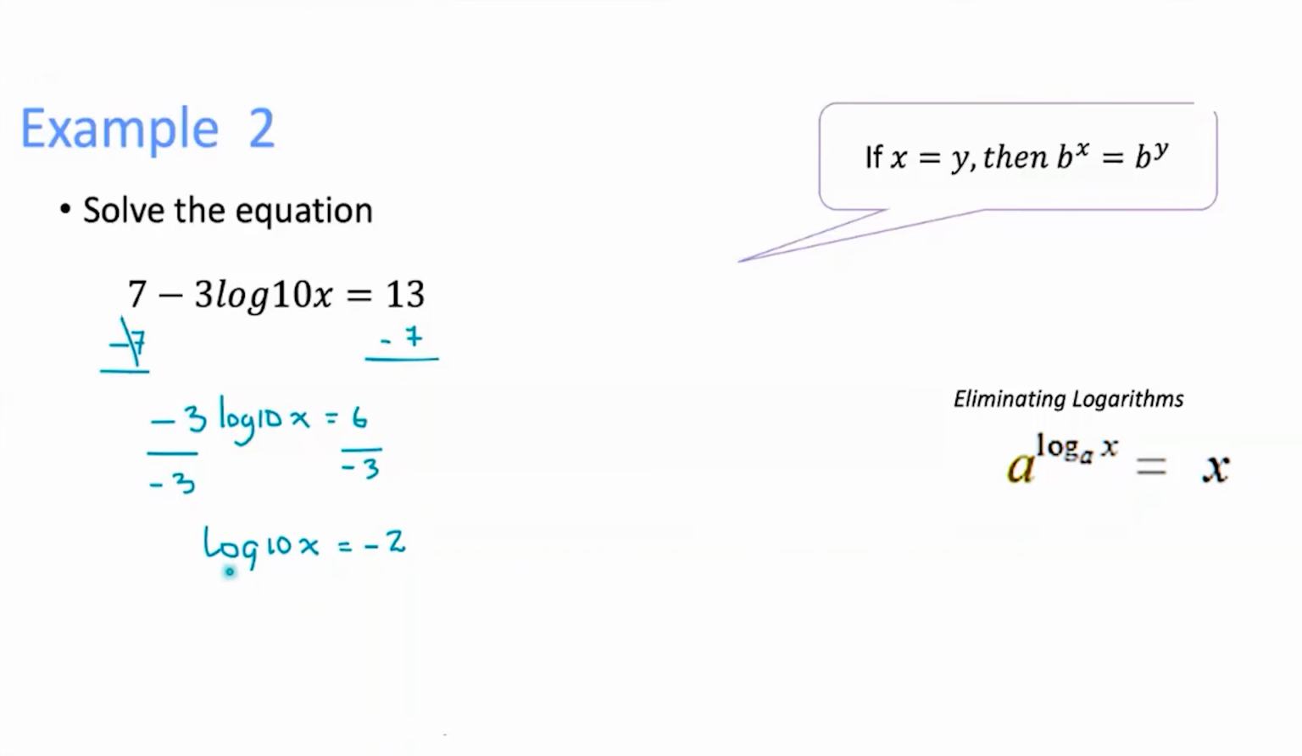So I can now write my equation as 10 to the log base 10 of 10x equals 10 to the negative 2. So again, once we compose the inverse, we will be left with x equals 10 to the negative 2 on the right, and that is equal to 1 over 100.